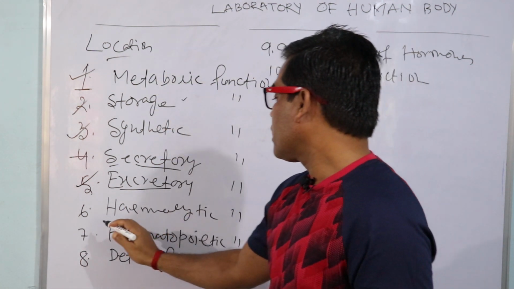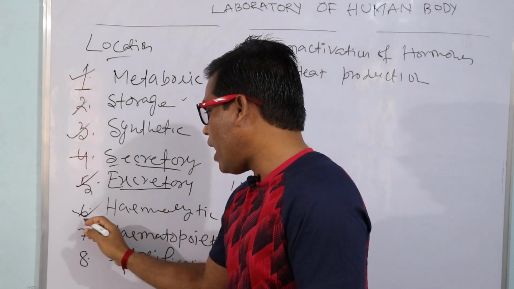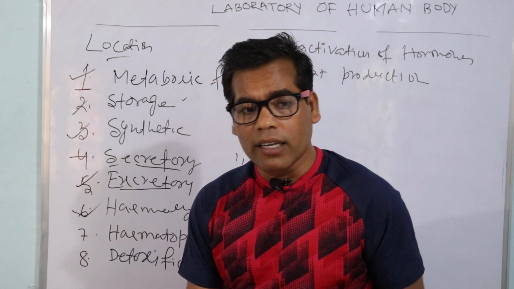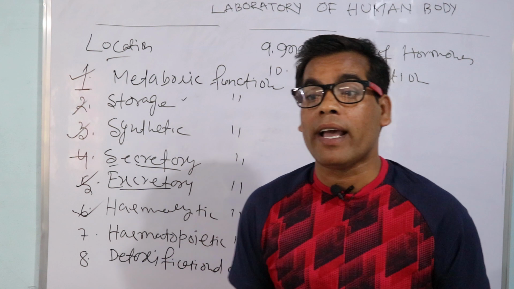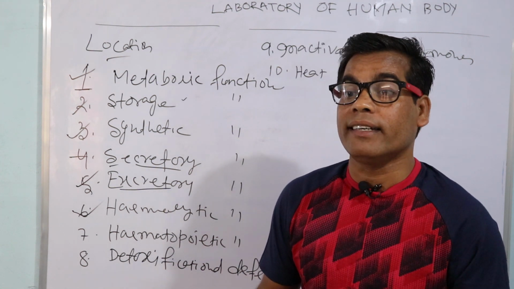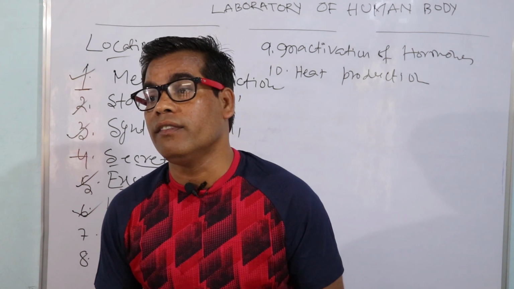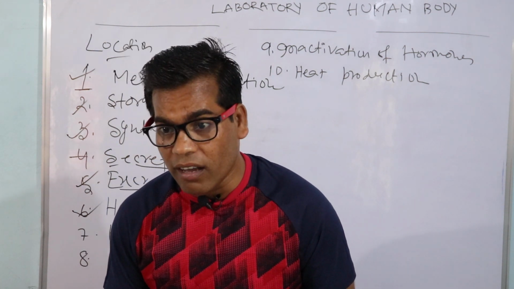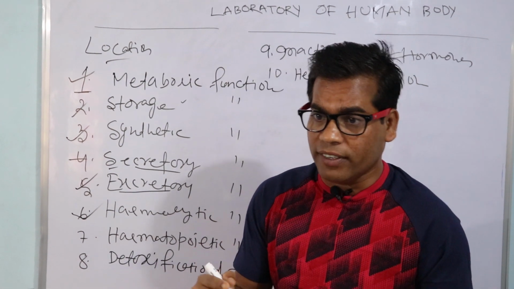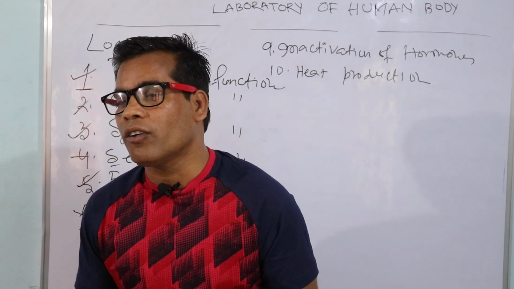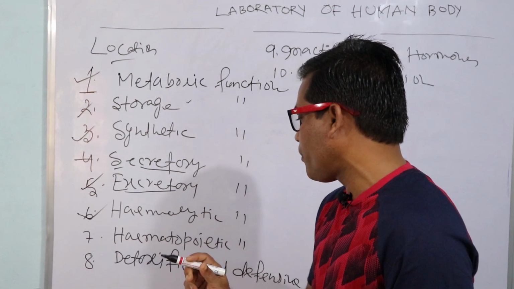Next, go for the hemolytic function. What does it mean? Hem means blood. After the lifespan of the RBC, they are destroyed in the reticuloendothelial cells of the liver. When the lifespan of the RBC is finished, they are destroyed in the reticuloendothelial cells of the liver. That is known as hemolytic function.